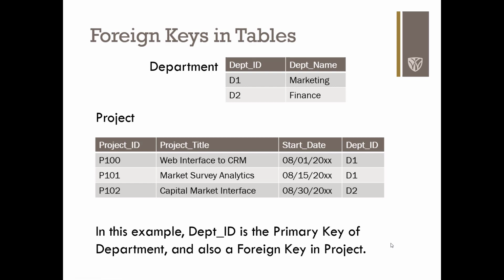So if you take a look at a specific project, project 100, web interface, CRM, start date of 0801, the department ID associated with that is D1. From there we can link it back to the department table. We see D1 is marketing. So this is how that relationship is established. Essentially what we do is we introduce some redundancy in our tables by adding the primary key of one table as a foreign key in the second. And that's going to allow us to retrieve data later on.